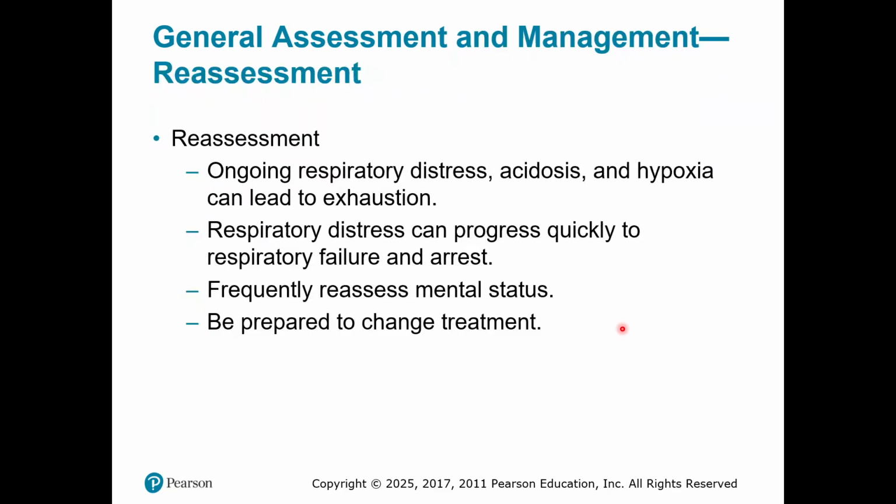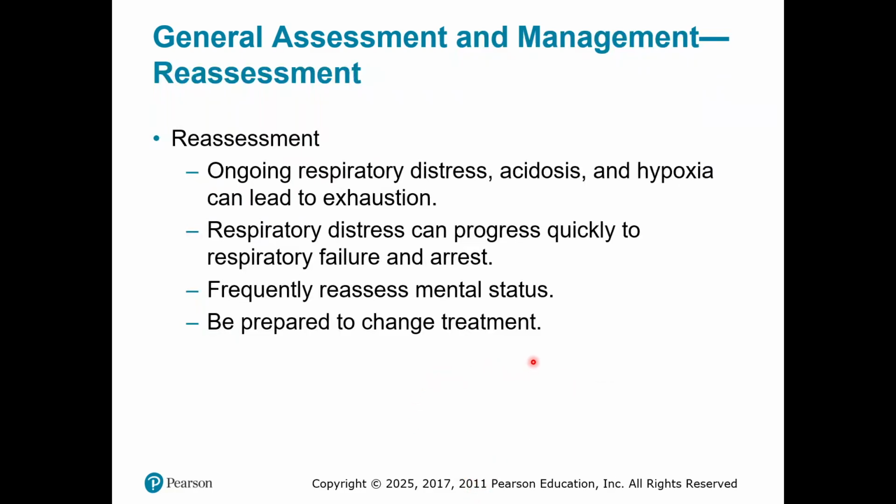Check your mental status. Mental status is the first thing to change on your patient. If you start seeing that mental status start slipping, you need to start preparing to deal with a patient in failure.